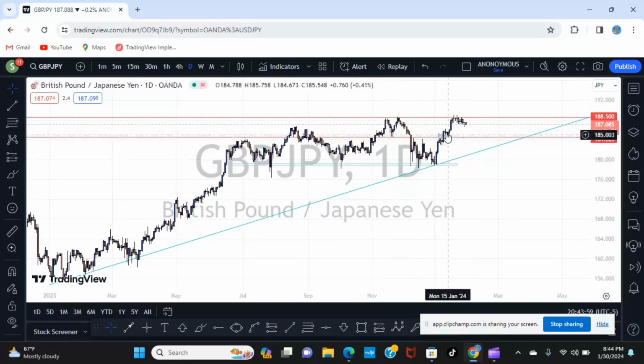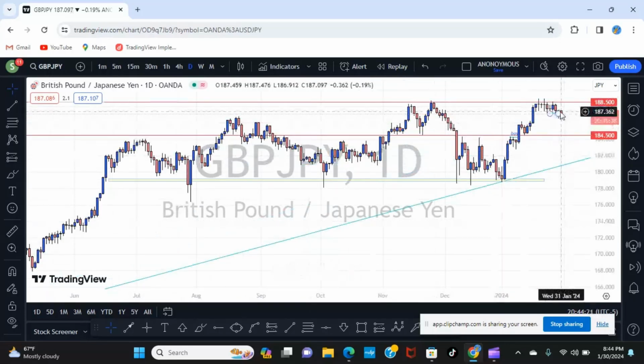So right here we have an order block between this zone. So hopefully the market could retrace back down to 84.5. The momentum is now selling on the daily time frame. As you can see, most candles close bearish. We have one, two, three candles close bearish.